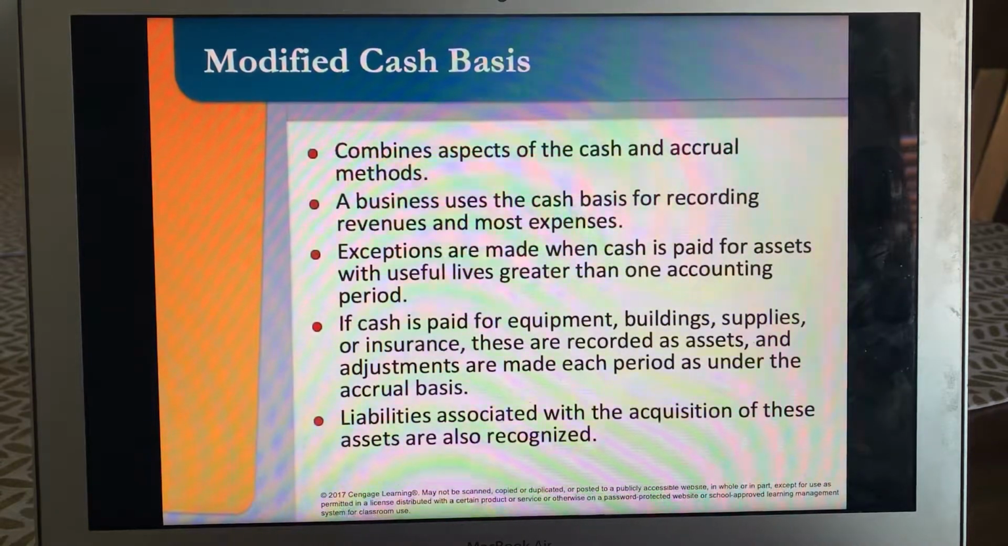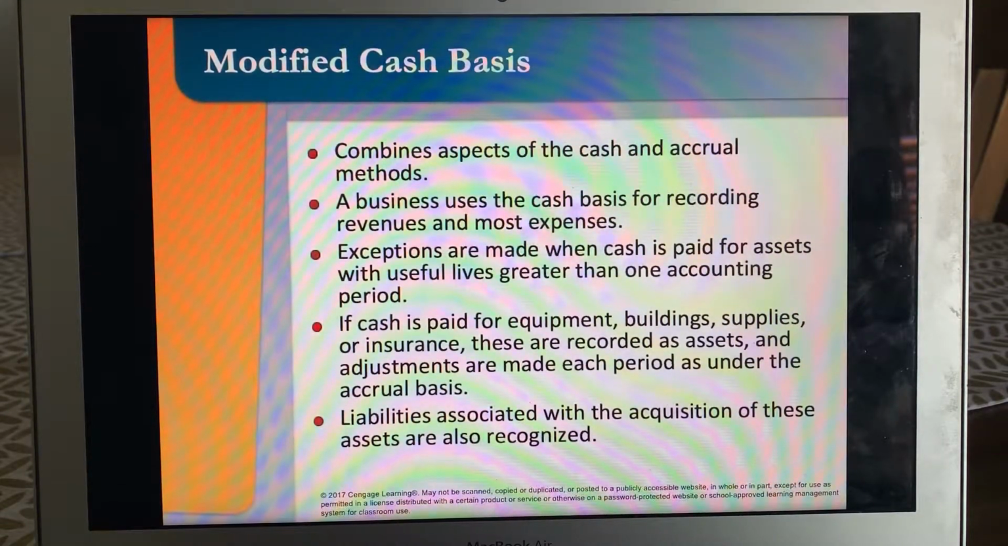Modified cash basis combines aspects of the cash and accrual methods. A business uses the cash basis for recording revenues and most expenses. Exceptions are made when cash is paid for assets with useful lives greater than one accounting period. If cash is paid for equipment, building supplies, or insurance, these are recorded as assets, and adjustments are made each period as under the accrual basis. Liabilities associated with the acquisition of these assets are also recognized.